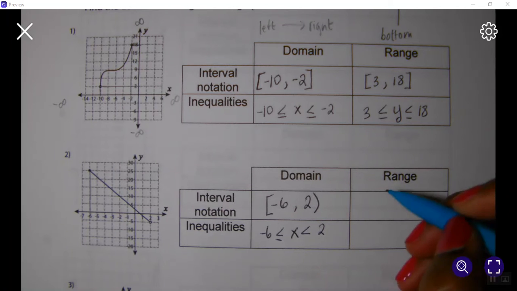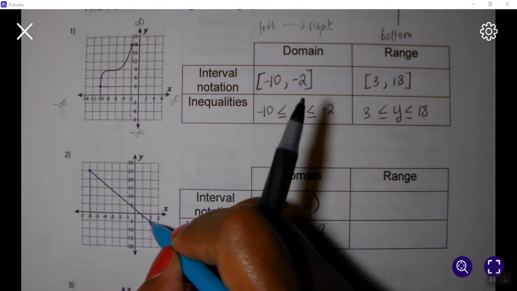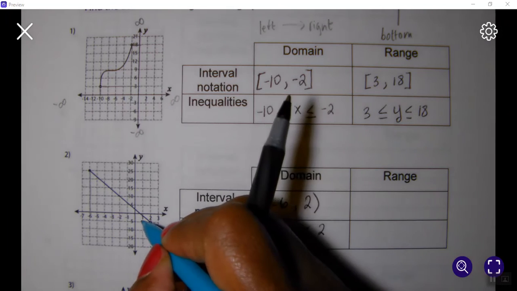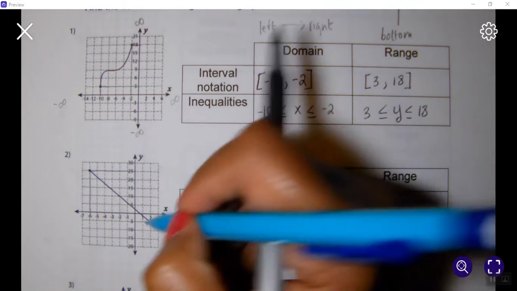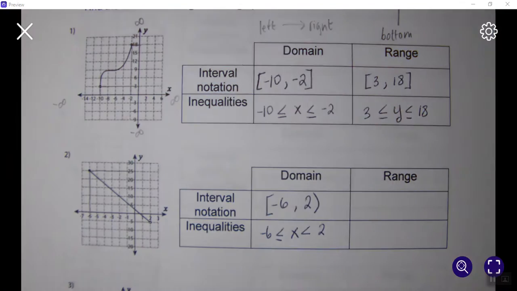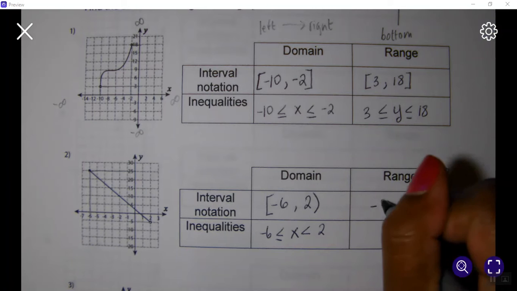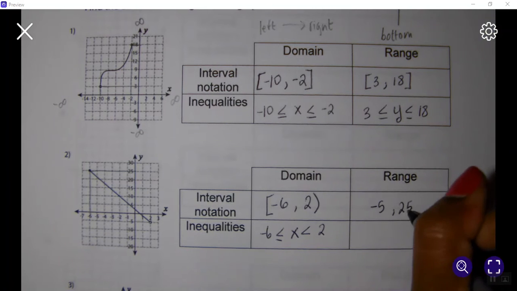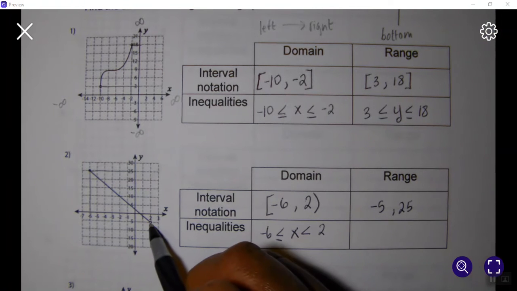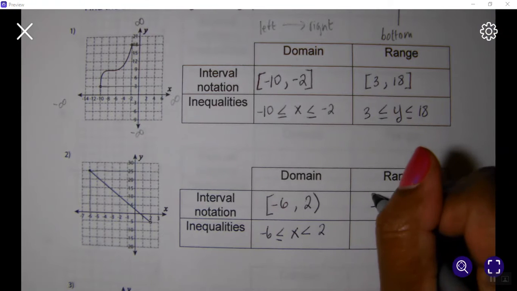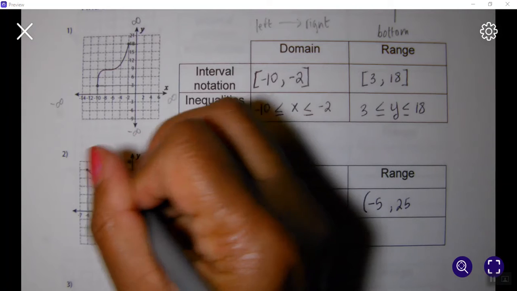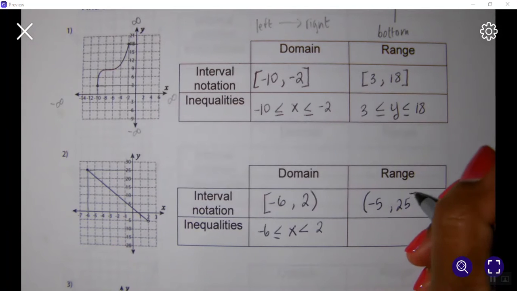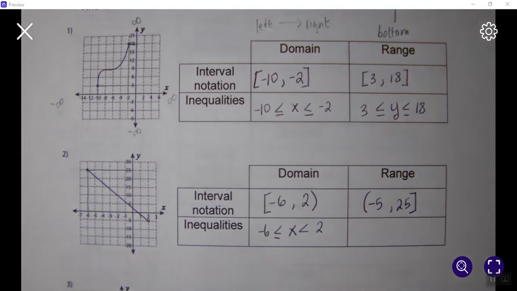Range, so we start at the bottom and go to the y-axis for the range. So it starts at -5 and then stops at 25. It's going from -5 to 25. Alright, so at -5 there's an open circle, which means that I put an open bracket, doesn't include it, and then at 25 there's a closed circle, so we put a closed bracket.